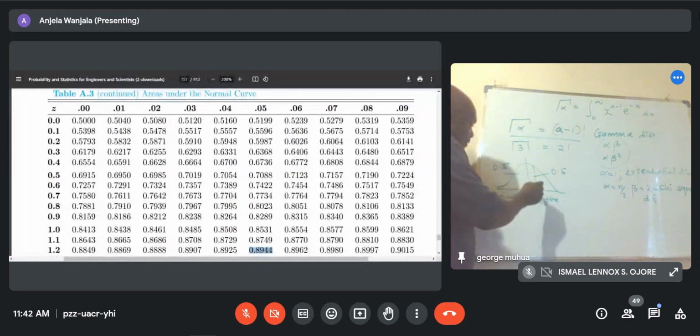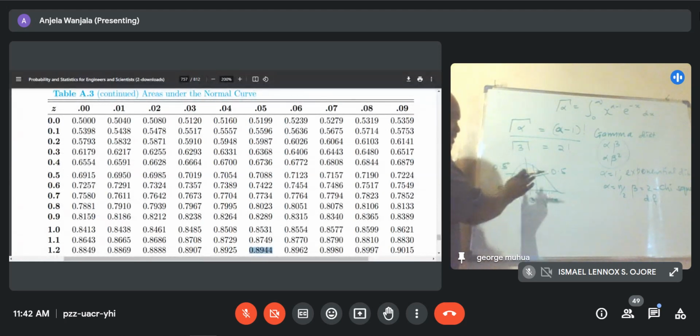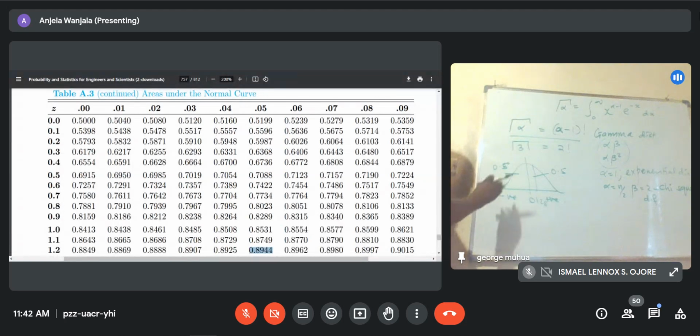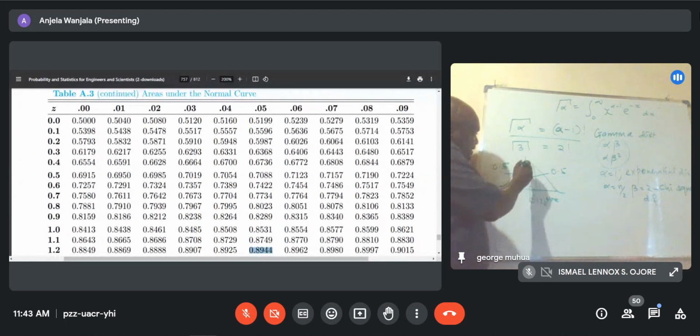Okay, so this is area. It has nothing to do with negative or positive. Area cannot be negative. So regardless of whether you're talking about the negative or the positive Z value, you will still have a positive area. And that area cannot be more than 1. So what the table has done is, this is known. This is 0.5, it's known. So it has just added some value here.